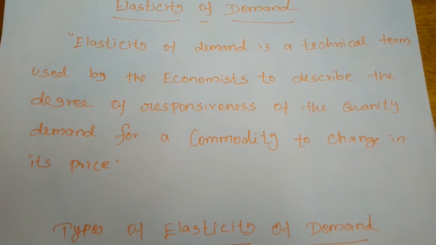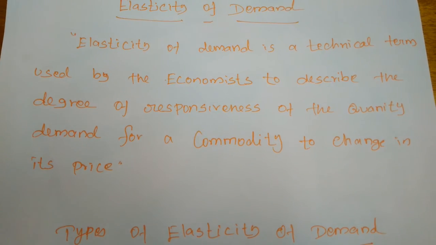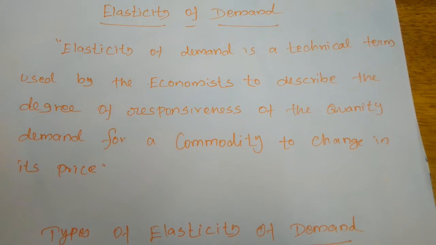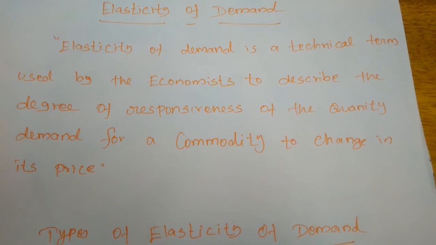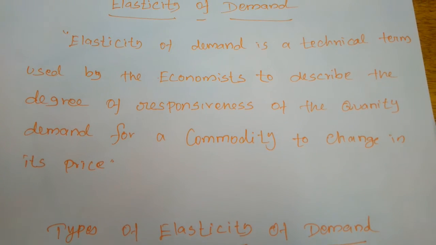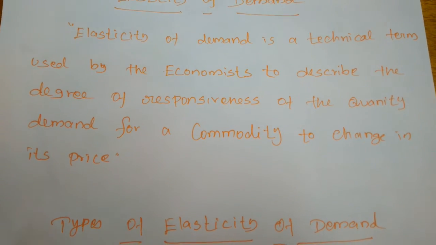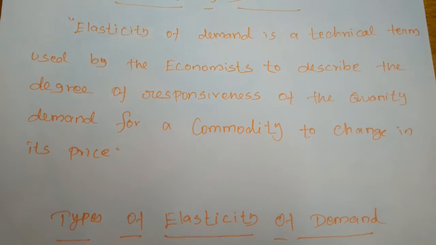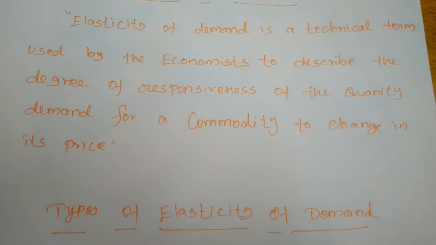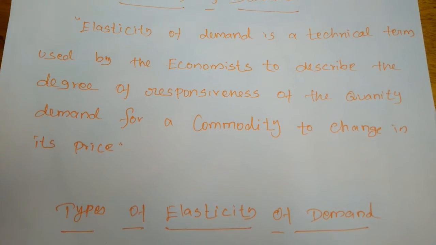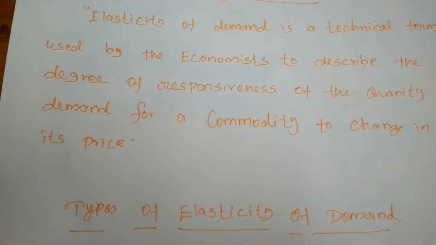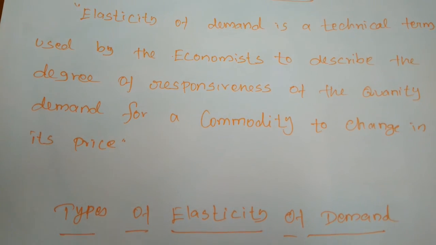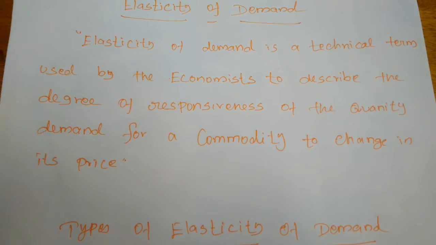The elasticity of demand is a technical term used by economists to describe the degree of responsiveness of the quantity demanded for a commodity to a change in its price. So on the basis of a change in the price level, the ratio in which the quantity demanded changes is explained by the elasticity of demand.